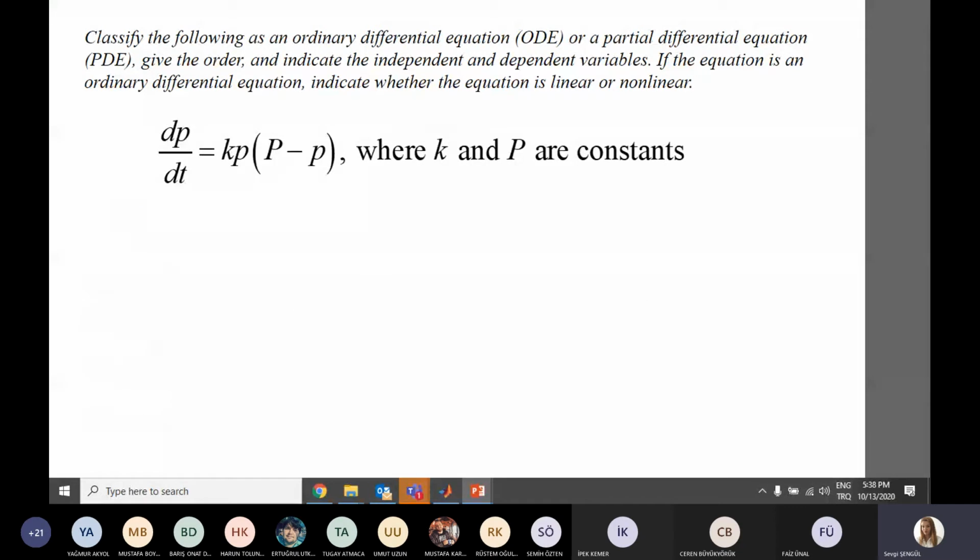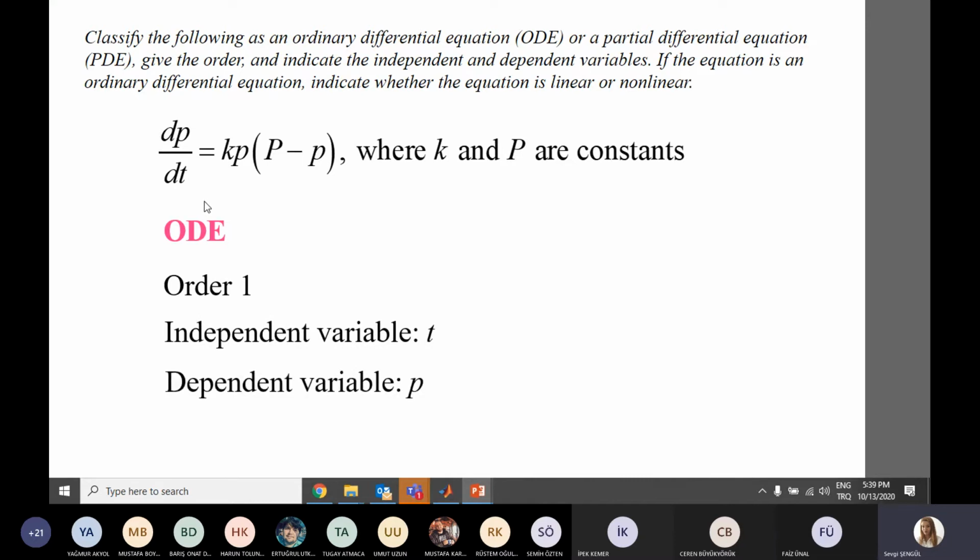This one, is it ODE or PDE? You have only one derivative term, and this is, again, a normal derivative. Look at that. This population is only depending on time, so it is still an ODE. And what is the order? 1. It has only one derivative term and it's the first derivative. Our dependent variable is P. The independent variable is t.